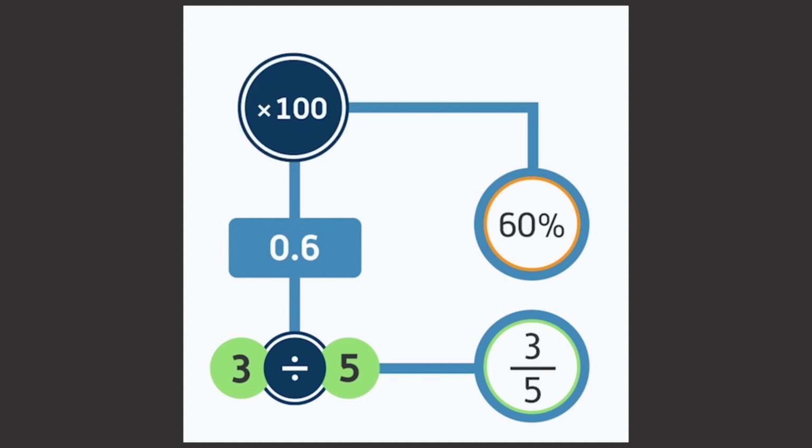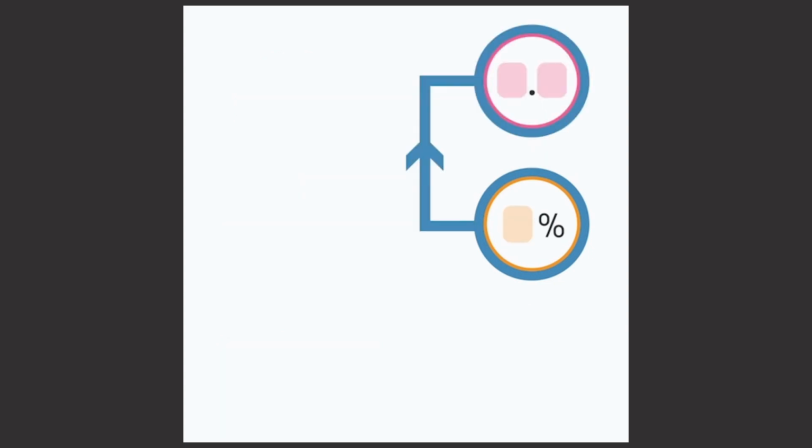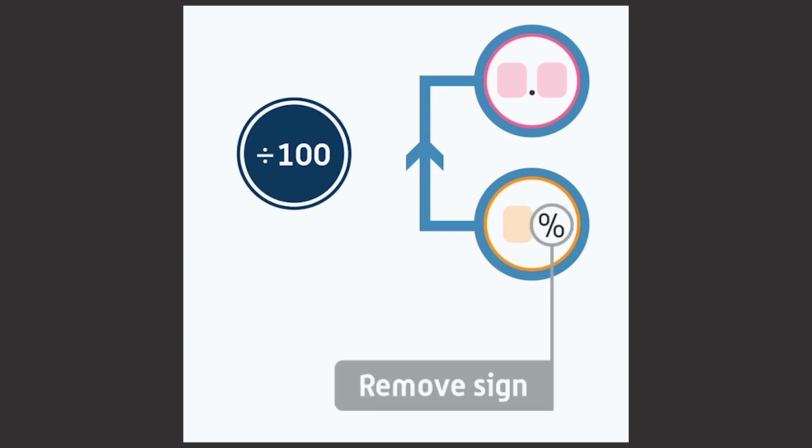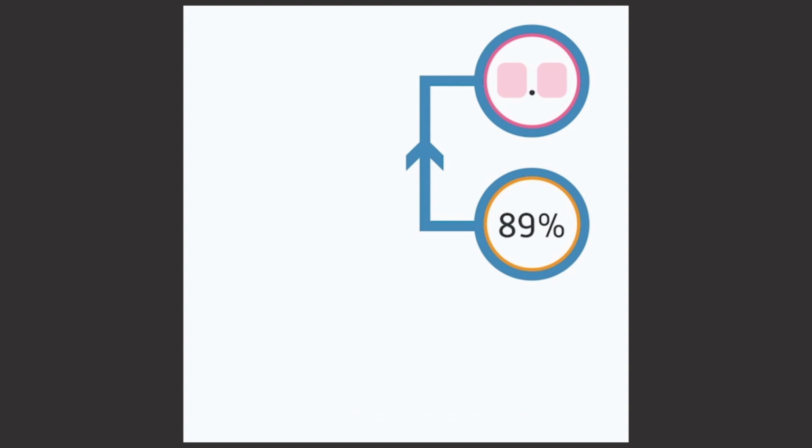To convert 3/5 into a percentage, divide 3 by 5, which is 0.6, then multiply this by 100. This gives 60%. To convert a percentage into a decimal, you just divide by 100 and remove the percentage sign. For example, let's convert 89% into a decimal.